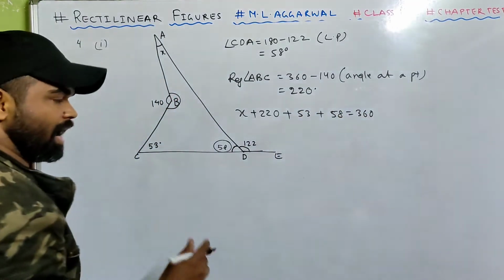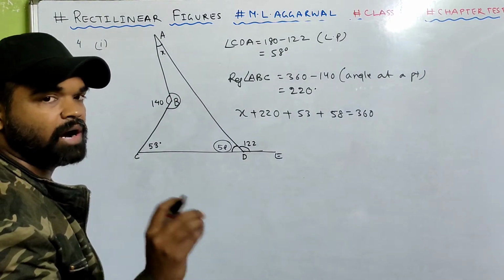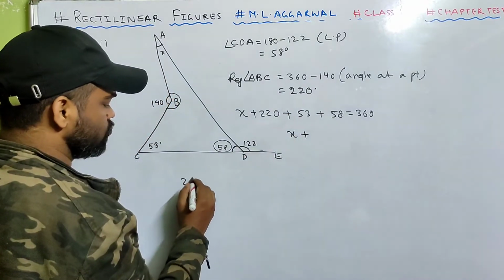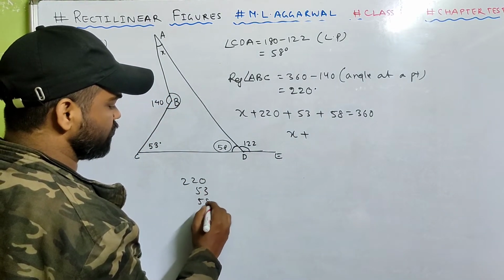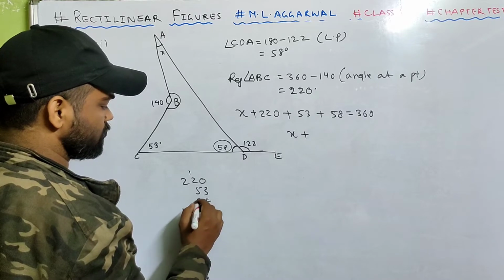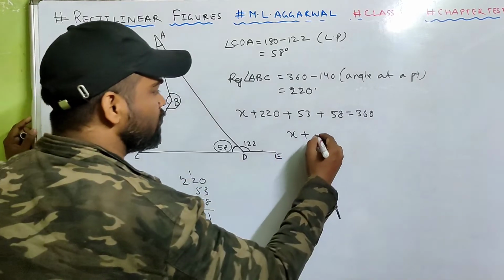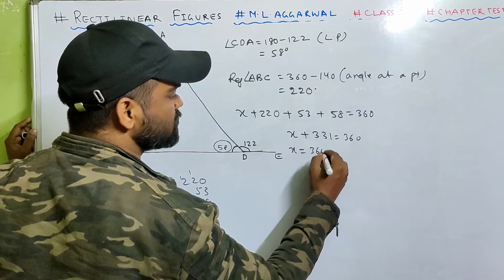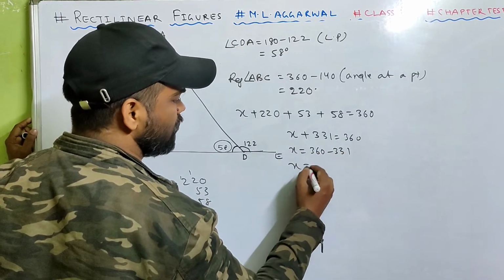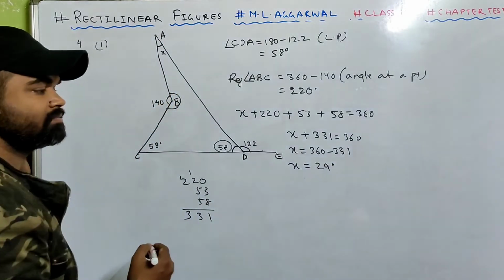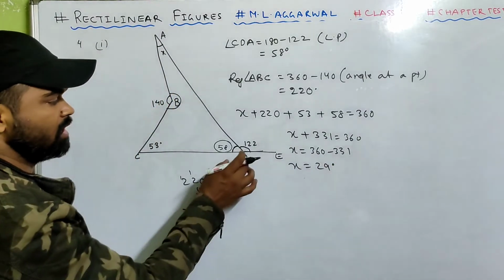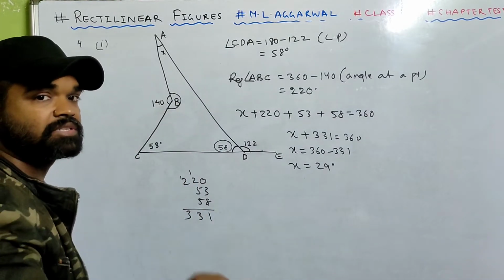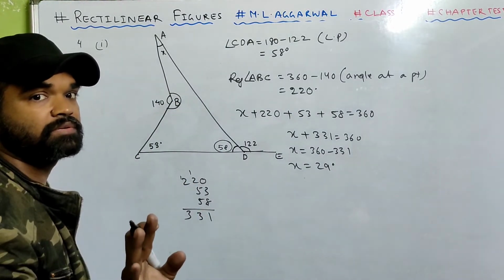Now in quadrilateral ABCD, x plus 220 plus 53 plus 58 will be equal to 360. Angles in a quadrilateral add up to give 360. Now just to solve it, this is x plus 220 plus 53 plus 58. 8, 3, 11, 13. 331. 331 equals 360. So x is 360 minus 331. x is 29 degrees. Very easy. Linear pair, angle at a point, and sum of angles of a quadrilateral is 360. That concept we have used.